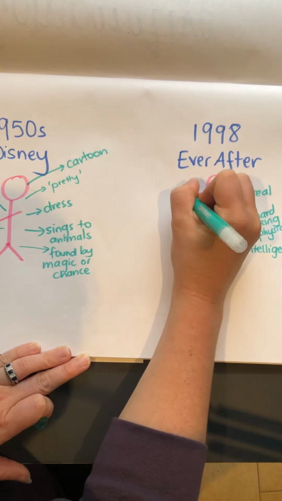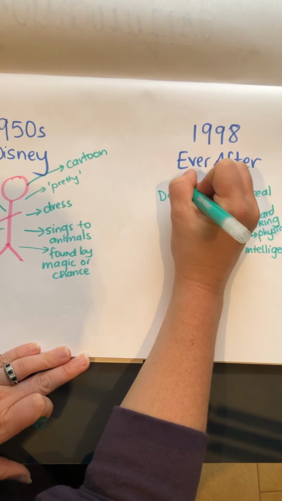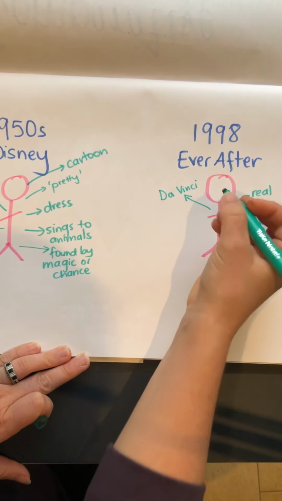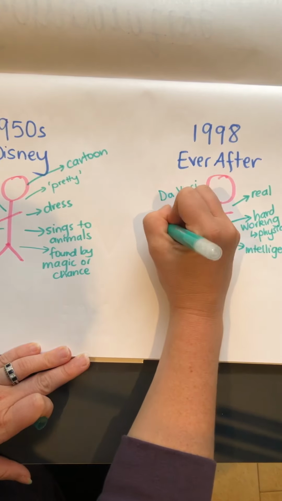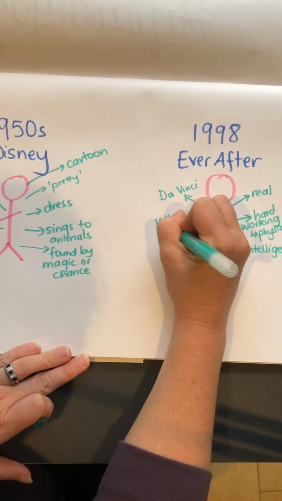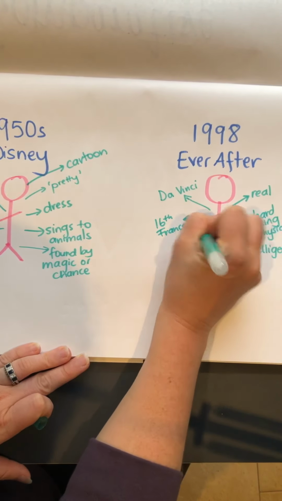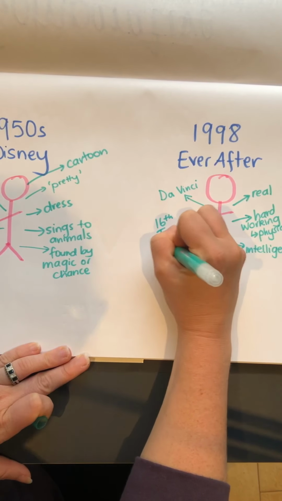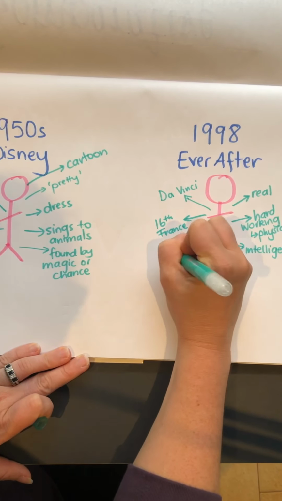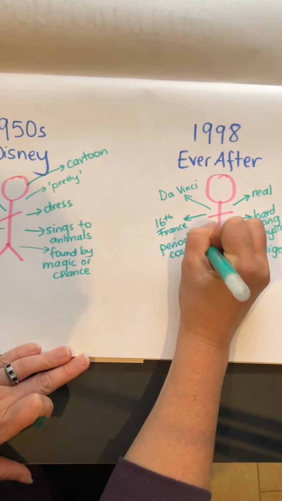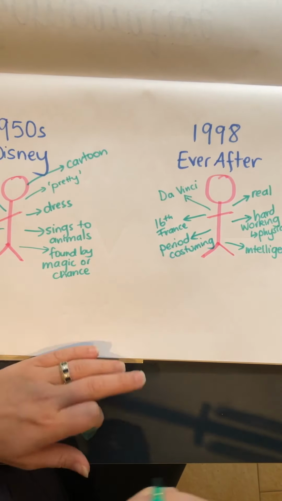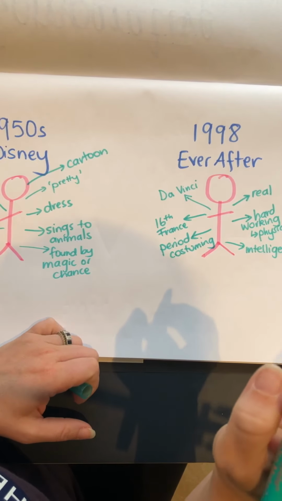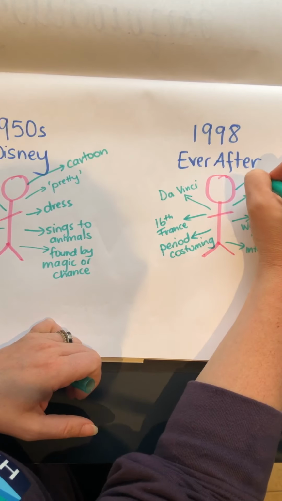She gets to hang out in some part with Da Vinci, I'm pretty sure. She is in 16th century France for some part, or some version of it. We have period costuming. So we have legitimate reasons for particular outfits. We have her fighting back.